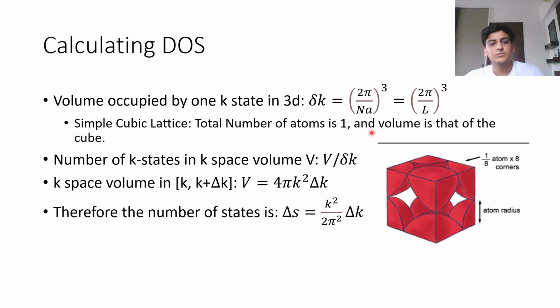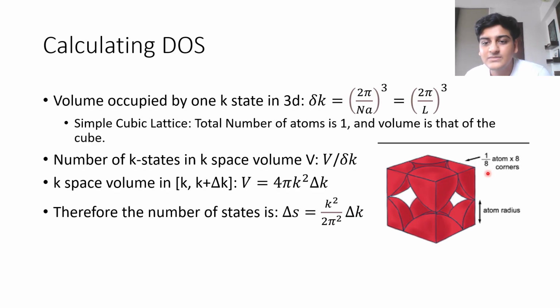Now, why this works is that I want to bring you to this visualization. This is just a cube with side length 2 pi by Na, because it's the distance between two corresponding points in the lattice, and that distance is 2 pi by Na, and this is just a cube of that distance. So the volume of the cube is just the cube of the length of the side.